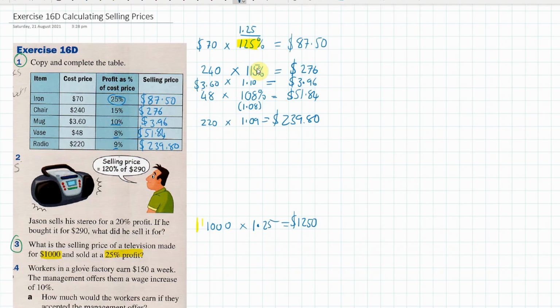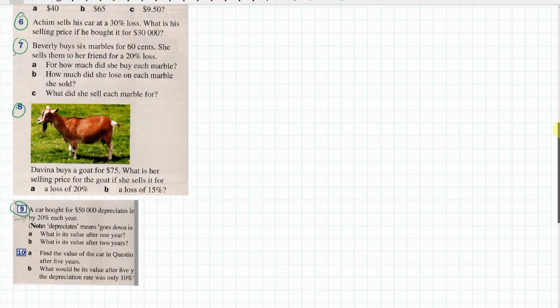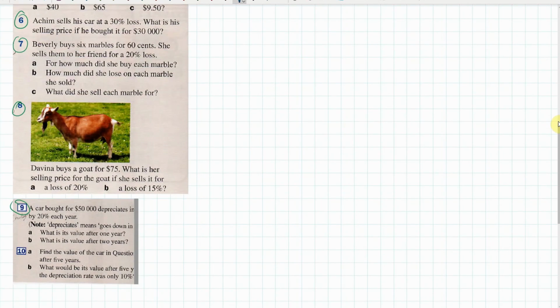Okay, what else have we got on our list of things to do? I think, here we go. 6, 7, 8, 9. Scroll down a bit more. Akeem sells his car at a loss.